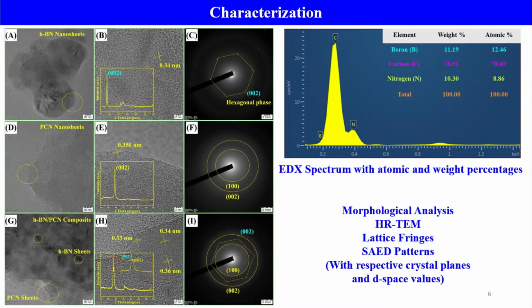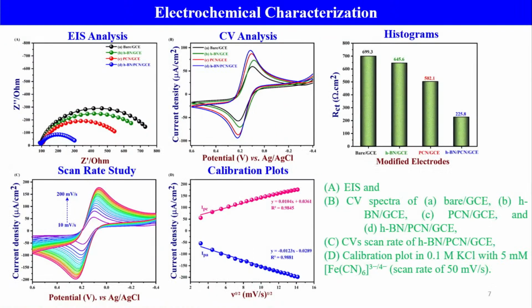Here the h-BN nanosheet was observed at 2 nanometers, and the d-spacing value is calculated as 0.2 nanometer, corresponding to the 002 plane of hexagonal boron nitride, and the protonated carbon nitride also shows the 002 plane. The 002 planes of both hexagonal boron nitride and protonated carbon nitride are present in the composite, and the hexagonal phase of boron nitride is confirmed by the SAED pattern. The electrochemical characterization confirmed the conductivity of the material.